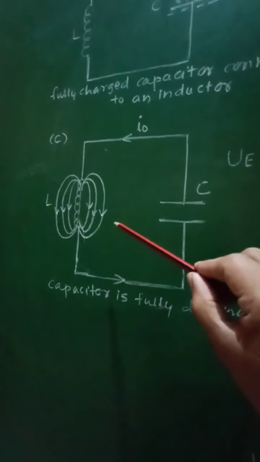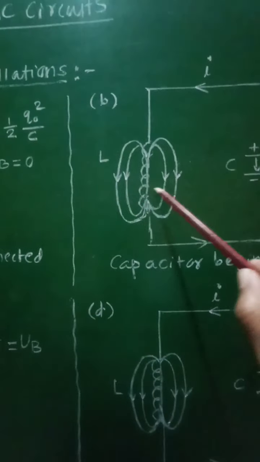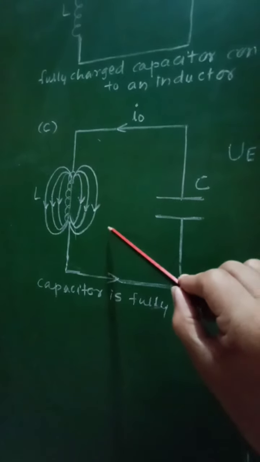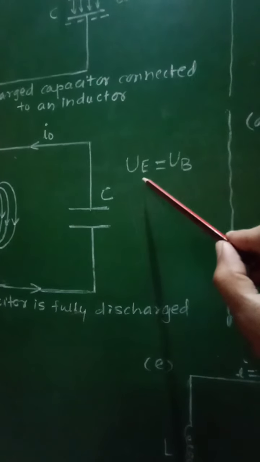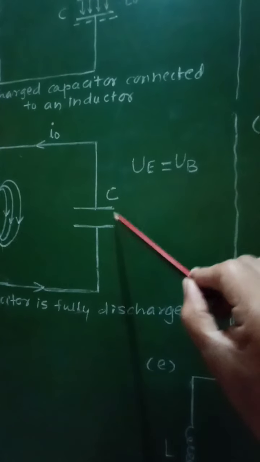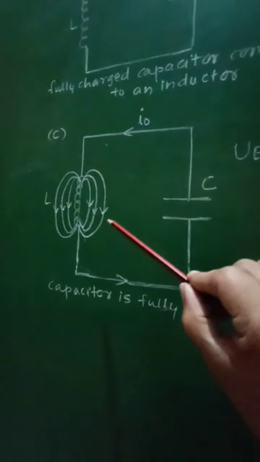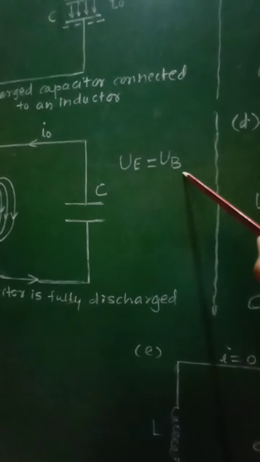As compared with the second case, that is case B, where the magnetic lines of force are few in number, in this case the magnetic lines of force are large in number, and therefore the total energy, that is the electrostatic energy of this capacitor, will get converted into the magnetic energy of this inductor, that is UE will get converted into UB.